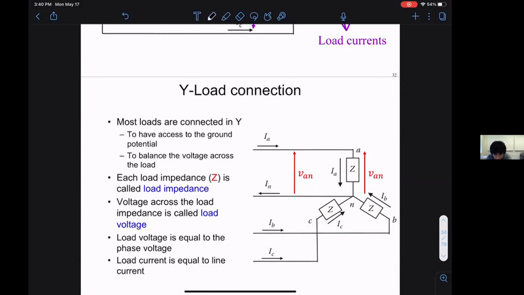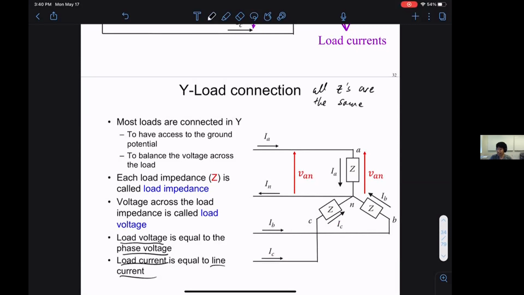Each load has a load impedance Z, and each load has some voltage across it. So the load voltage is equal to the phase voltage. The load current is equal to the line current. Here we need to make sure that all the Z's are the same. We want things to be balanced. Again, remember the only difference between the three phases is the 120 degrees offset. Everything else should be exactly the same. So we want to make sure the loads are balanced.